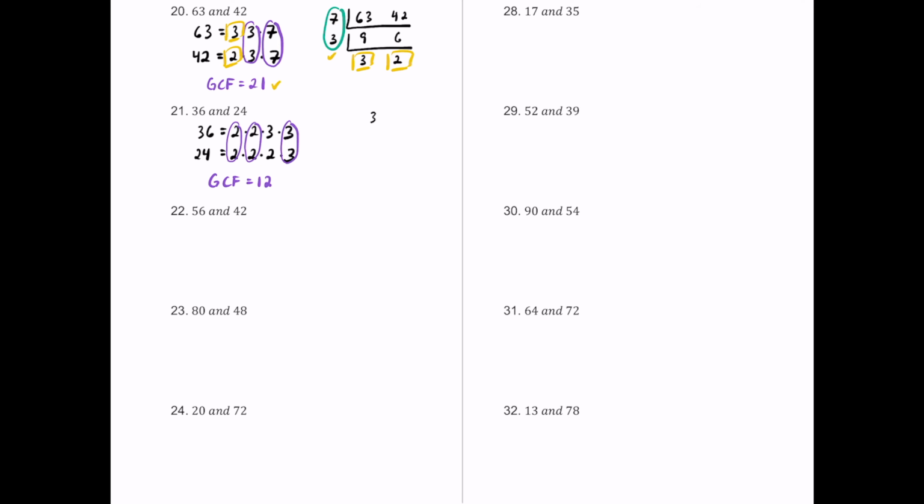Now going ahead and using the ladder method, I think a lot of people would maybe think of 6 first. 6 times 6 is 36, and 6 times 4 is 24.